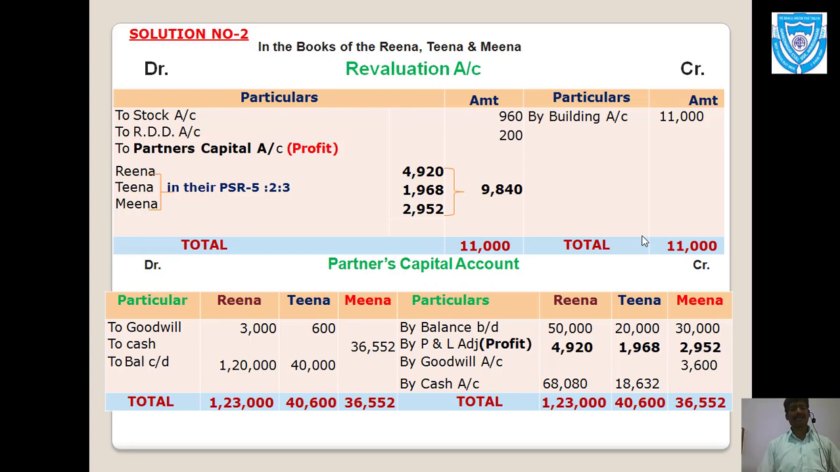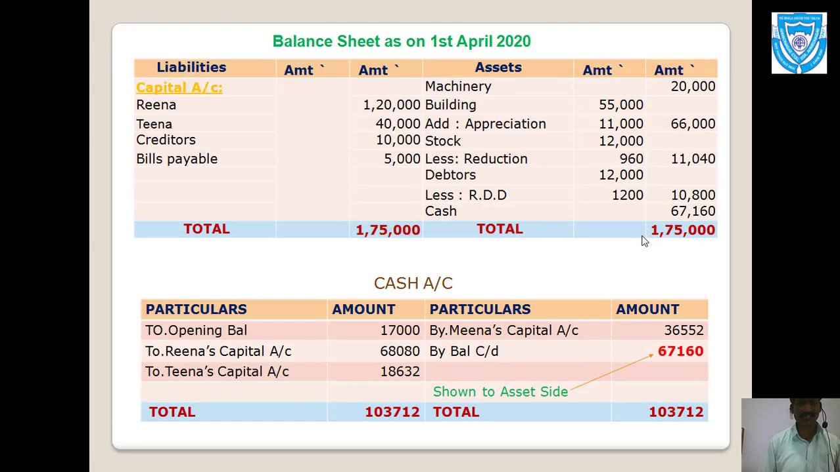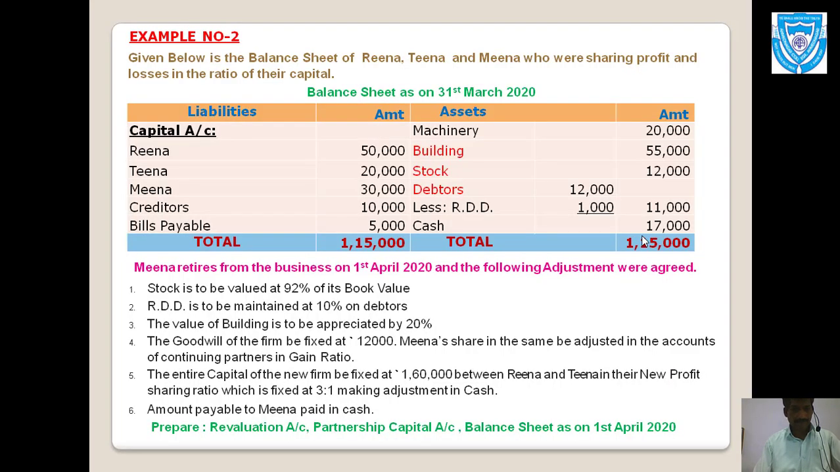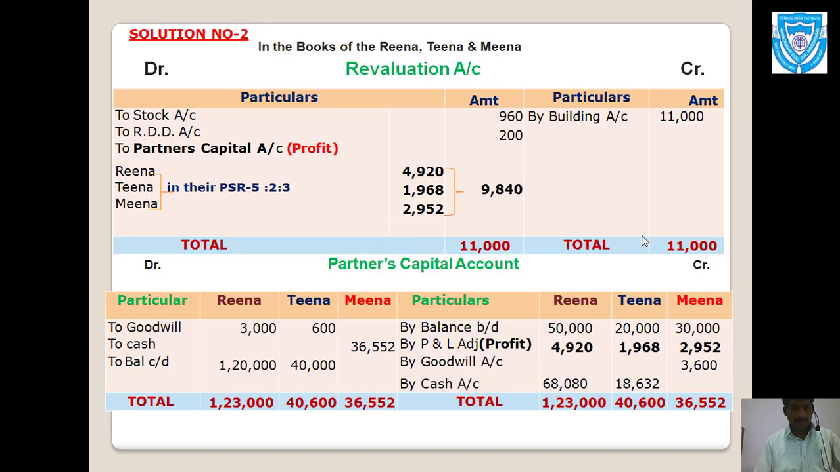And it is said that the entire amount is paid in cash. You can see to cash account, and here you can see cash account, that is by Meena's capital account 36,552. Later on, let us see the balances of Rina's and Tina's account.